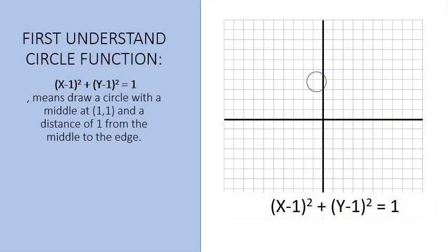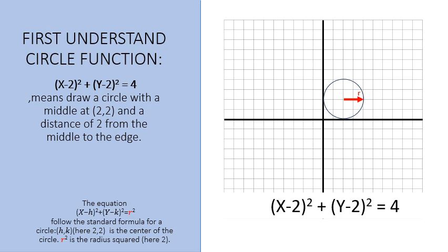To start, let's understand the circle function on the x-axis and y-axis. This function defines a circle using a center point and a radius, which is the distance from the center to the circle's edge. In this example, the center is at 1, 1, and the radius is 1.